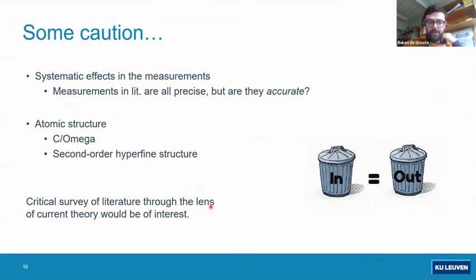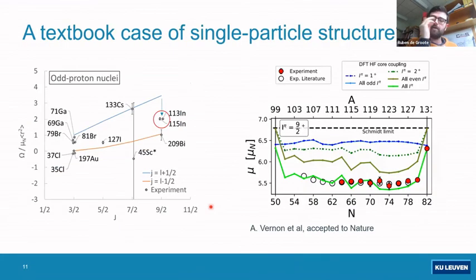So I'd say that a critical survey of the literature through the lens of current atomic theory and nuclear theory would be of interest, as well as an investigation on the experimental side of things, with maybe some remeasurements of these values, some of which are from the early 50s. It might be worth having another look at them. Now, with that caveat out of the way, let's take this value for indium at face value. Let's assume that this is somehow accurate.